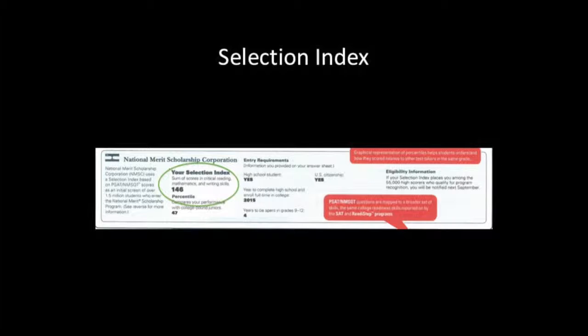Your student's selection index is the sum of their critical reading, math, and writing skills scores. The student report shown on your screen, it is not a real student, but a report provided for explanation purposes, has a selection index score of 146.